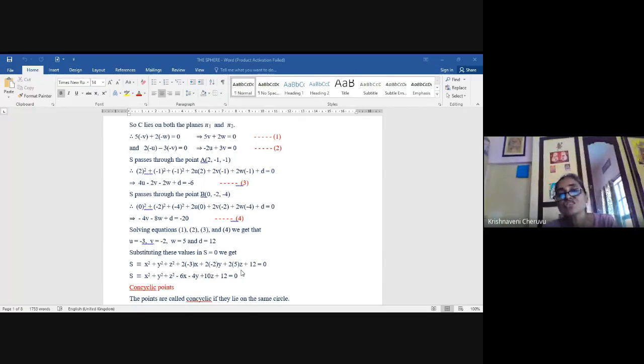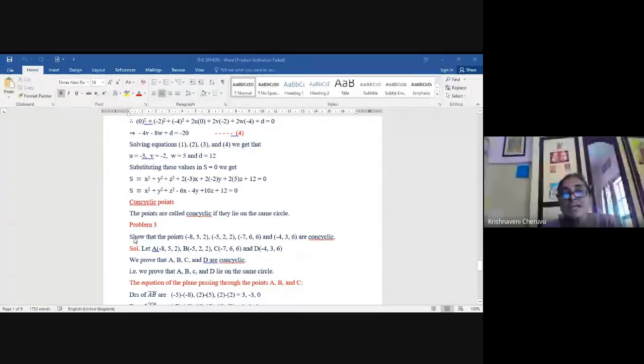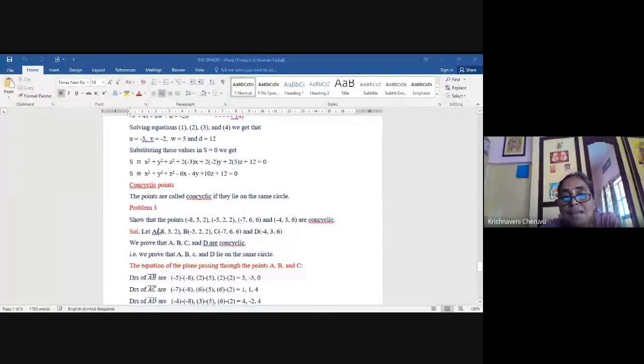Now coming to the last model, concyclic points. See, 4 points are called concyclic if they lie on the same circle. Okay, so now I gave you 4 points. I'm asking you to check whether they are on the same circle. For this, what you have to do is first find the equation of the plane through A, B, C, girls. Okay, why am I finding the plane, girls? Because you have to get a circle.